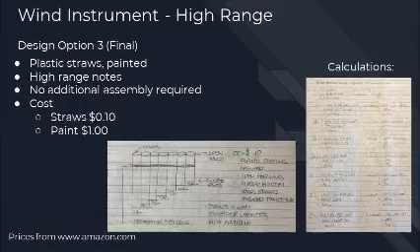Our defined project requirements are indicated on slide 4. The design criteria we have utilized are indicated on slide 5 of our presentation. The instrument I'm designing is a wind instrument within the high range. Design option 1 is detailed on slide 6, design option 2 is detailed on slide 7, and design option 3 is detailed on slide 8. Design option 3 is the final design selected for my instrument.